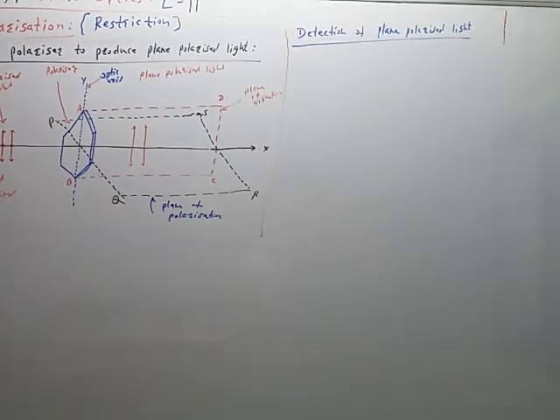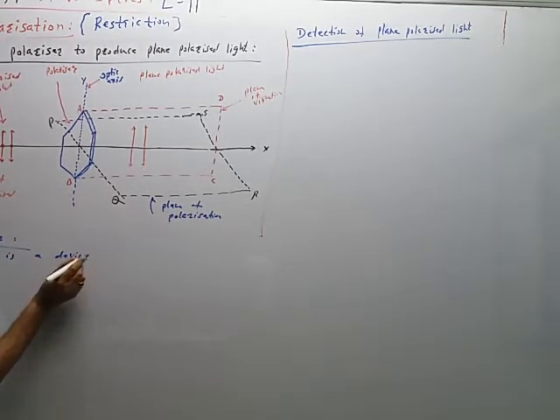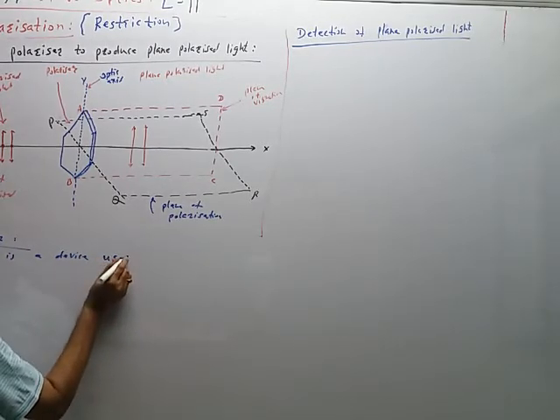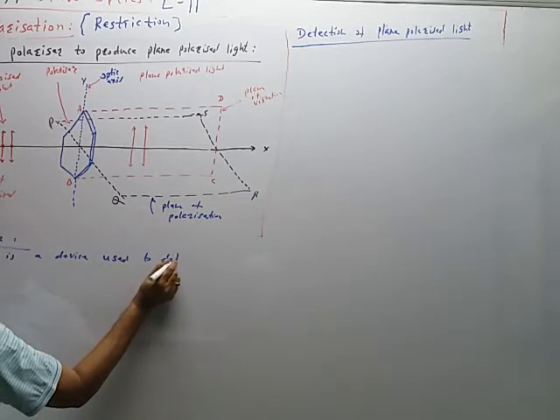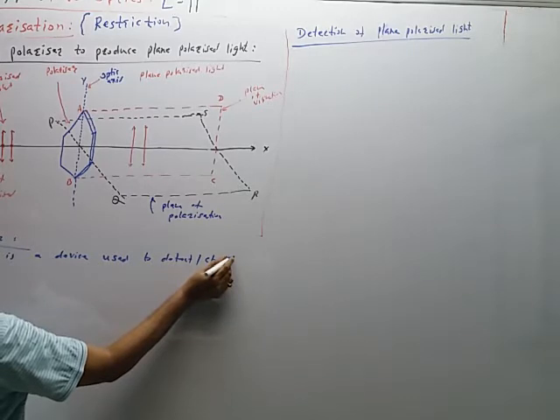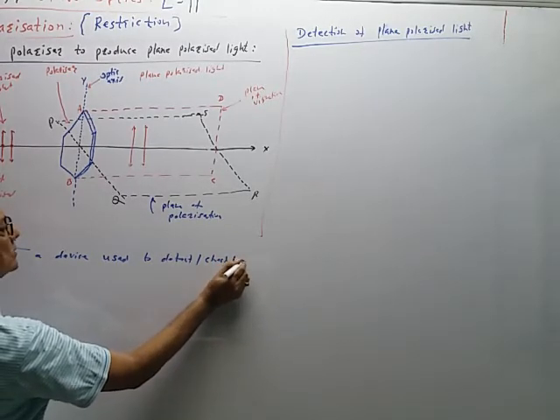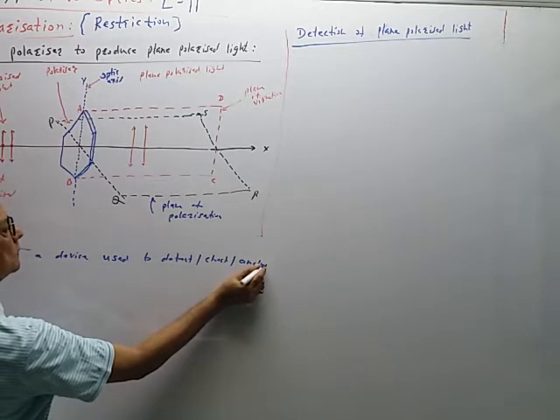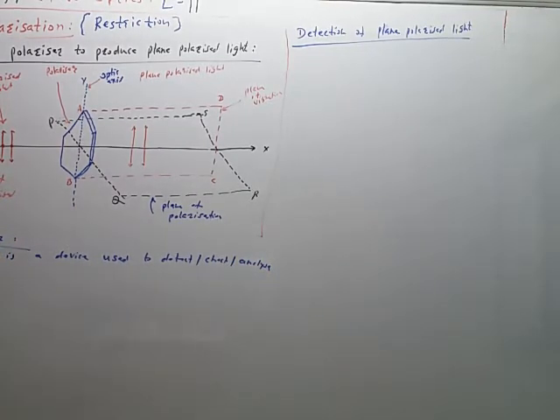So here we are using an analyzer. The definition is similar to the polarizer. It is a device used to detect, to check, to analyze the plane polarized light.